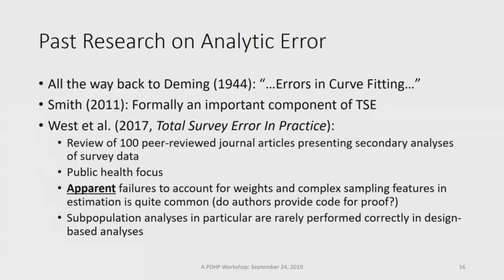So this is by no means a new idea. Like from the mid-1950s all the way up to where we are right now, there have been a variety of frameworks proposed for total survey error. And the inclusion of analytic error as a form of total survey error goes all the way back to that paper. Okay? There's been more of a recent focus on it. So Tom Smith, in the 2011 paper, he formally defined analytic error as an important component of total survey error.